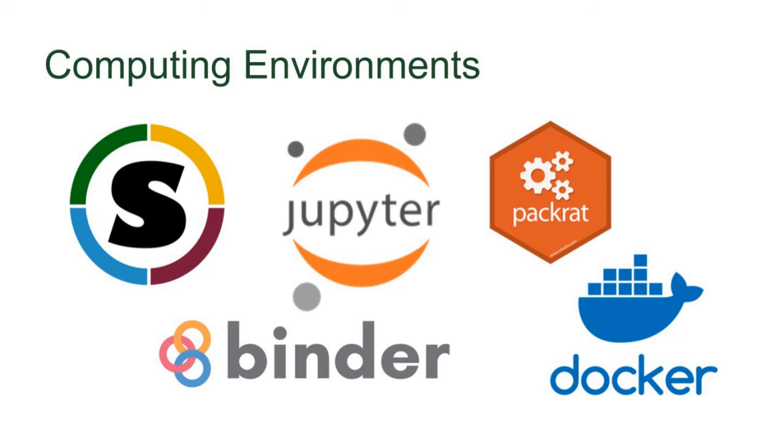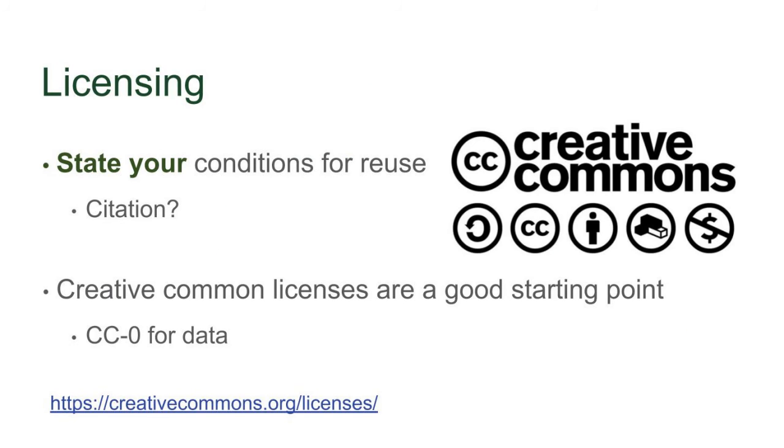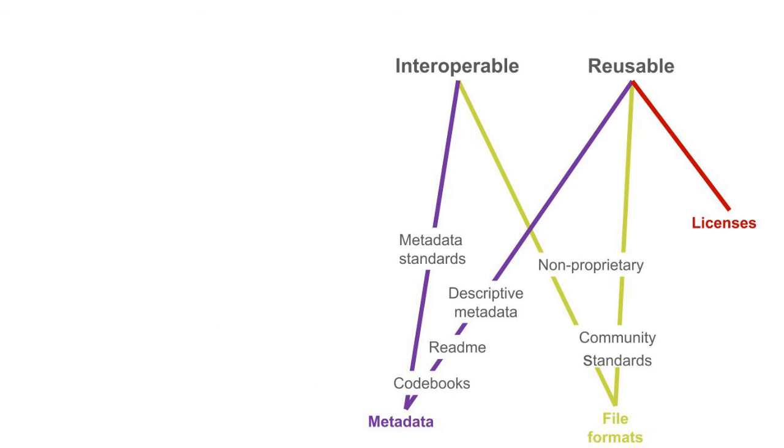The last consideration that I'll talk about for making your data reusable is licensing. Licenses allow you to state your provisions for other people to use your data, typically things like citing either the dataset itself or an associated manuscript. Creative Commons licensing is a good starting point in general, but in the United States, data isn't copyrightable, so it's probably best to apply a CC0 license to put your data in the public domain.